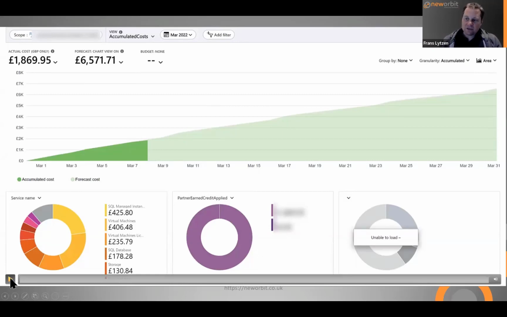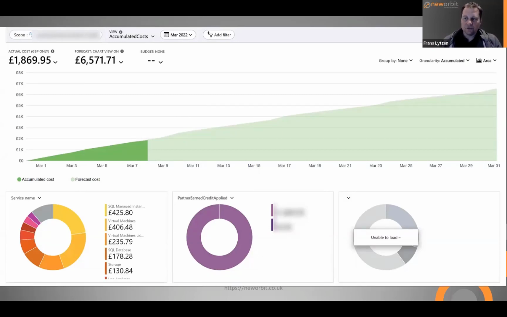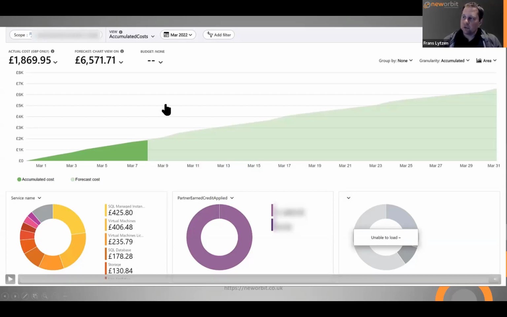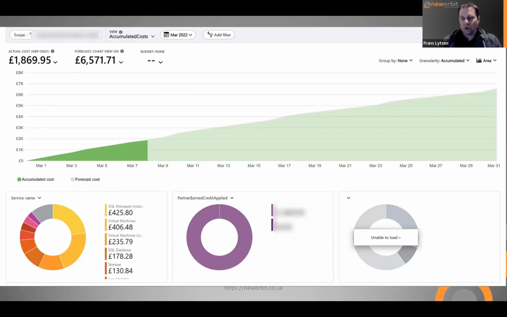If you haven't seen the cost analysis tool before, if you just go into the Azure portal and type in cost analysis, you will get a view that looks a bit like this by default. That's very useful for telling you how much you've spent this month and what it's predicting you're going to spend for the rest of the month. But it's not very good for finding out if you can save money.